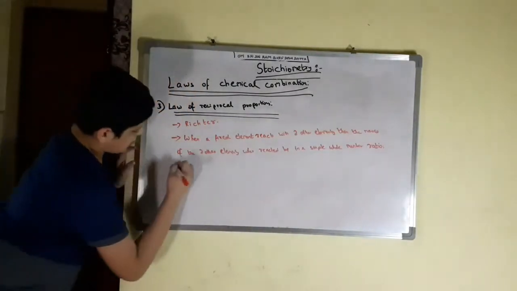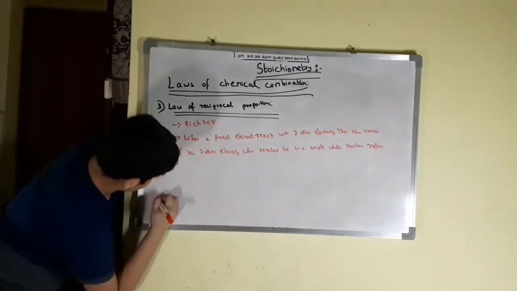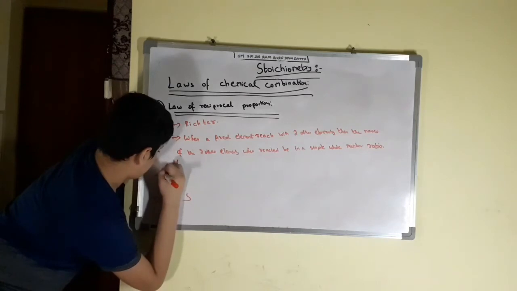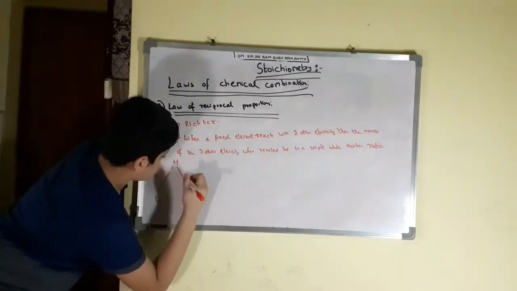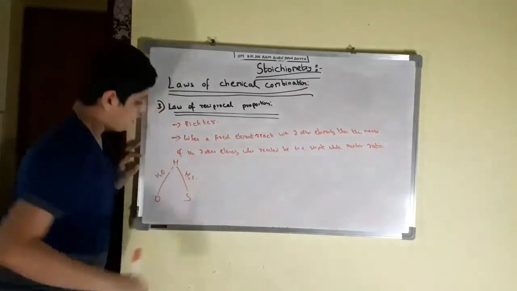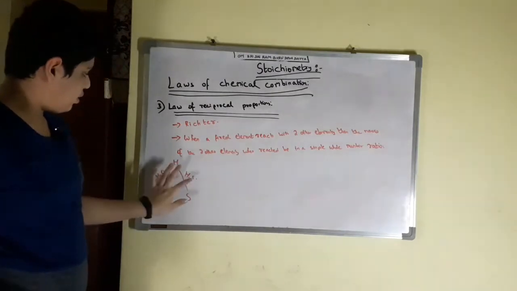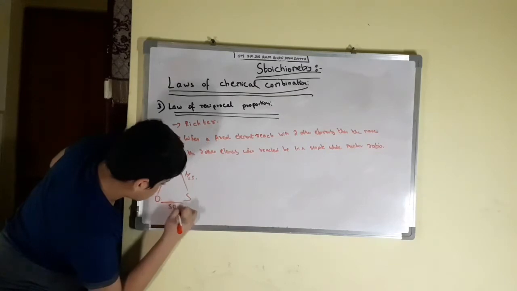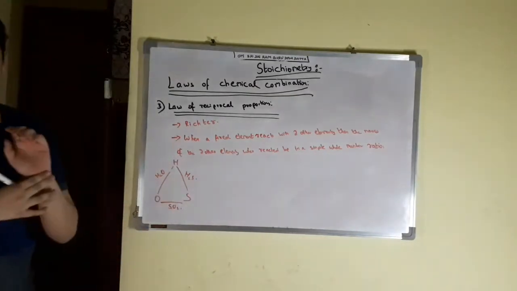Okay. So for example, if we take hydrogen, oxygen and sulfur. Hydrogen reacts with oxygen and forms H2O. Hydrogen reacts with sulfur and forms H2S. So the same mass of the same element. Okay. So when these two react and form SO2, their masses will be in a simple ratio.